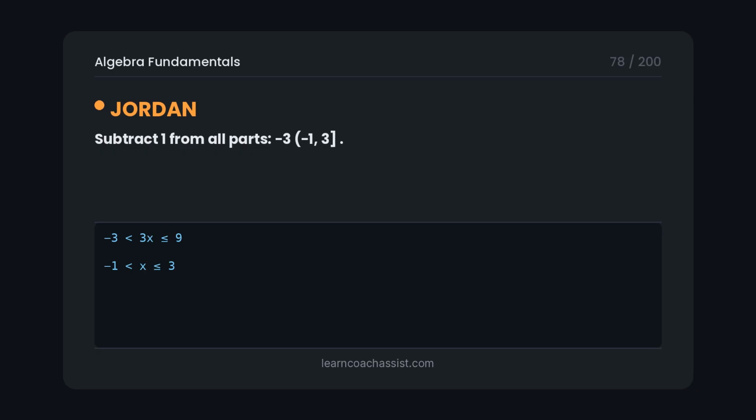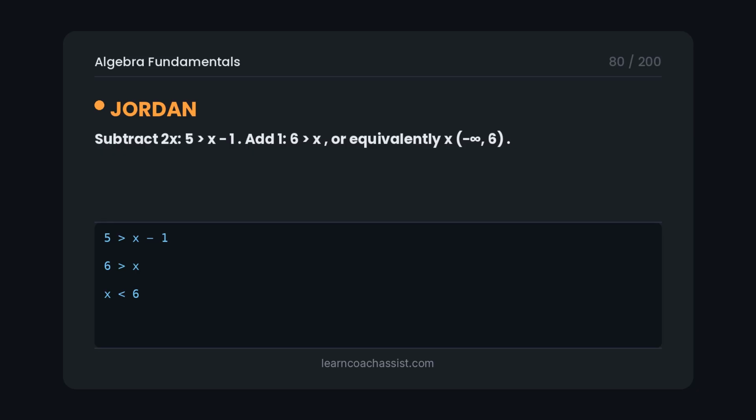Subtract 1 from all parts: minus 3 < x minus 1 ≤ 3. Solve 2x + 5 ≥ 3x − 1. Subtract 2x: 5 ≥ x − 1. Add 1: 6 ≥ x, or equivalently x ≤ 6, which is (−∞, 6].